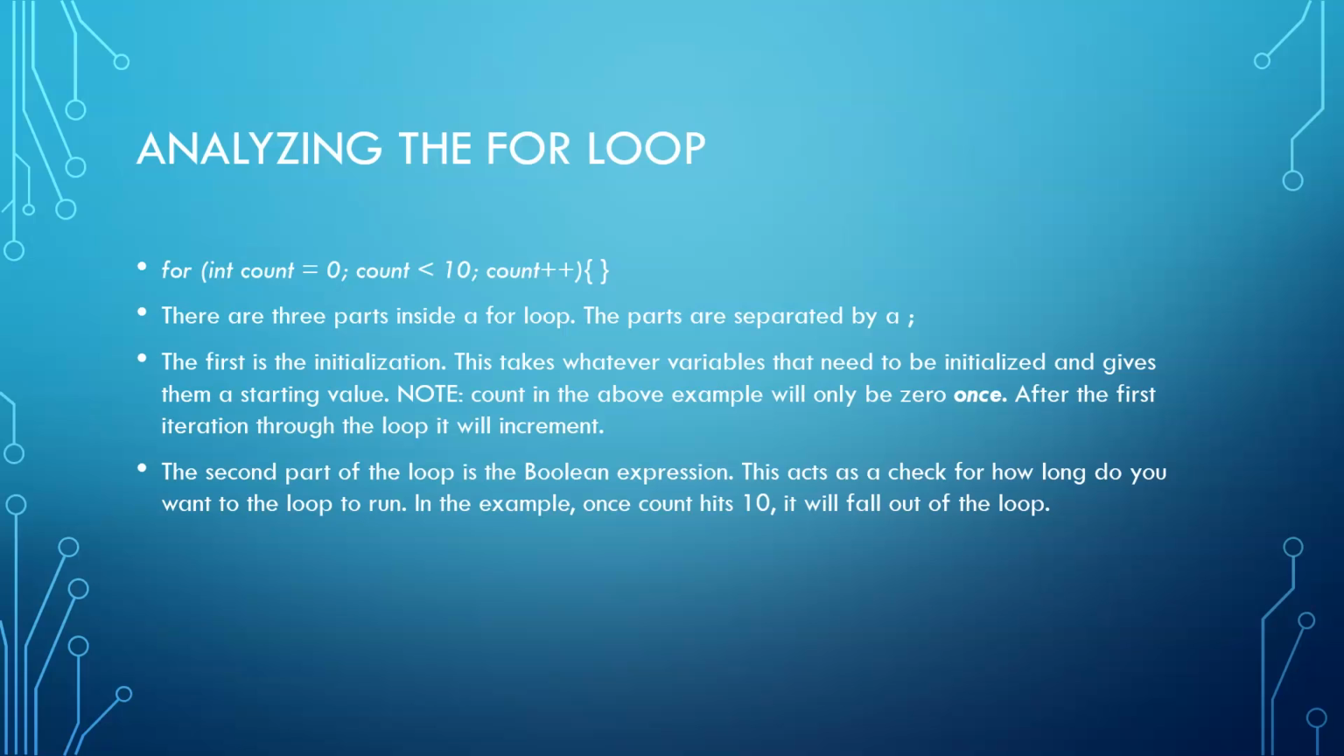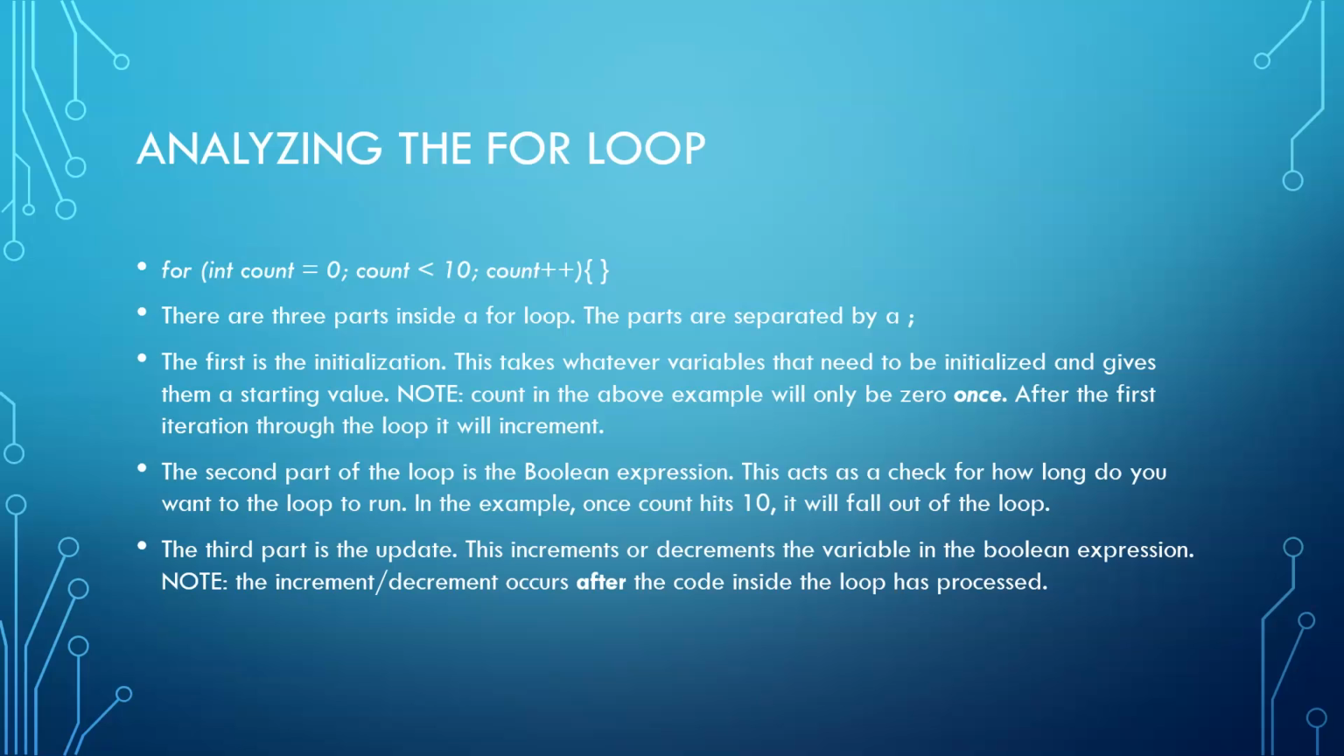The second part of the loop is our Boolean expression. This acts as a check for how long you want the loop to run. In this example that we're looking at here, once the count hits 10, it's going to fall out of the loop. Now, the third part is the update. This increments or decrements the variable in the Boolean expression. You'll note that the increment or decrement occurs only after the code inside your loop has been processed. So it has to do whatever statements you have inside of here first before it does the plus plus.